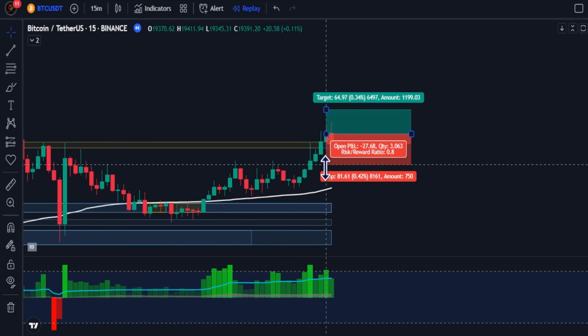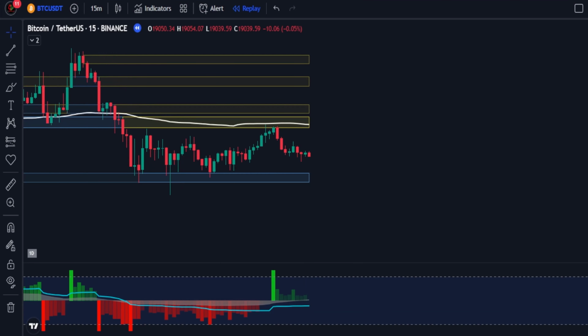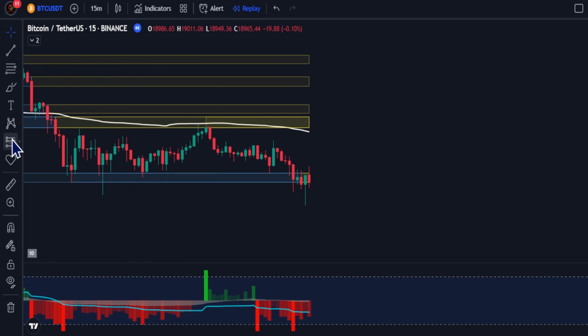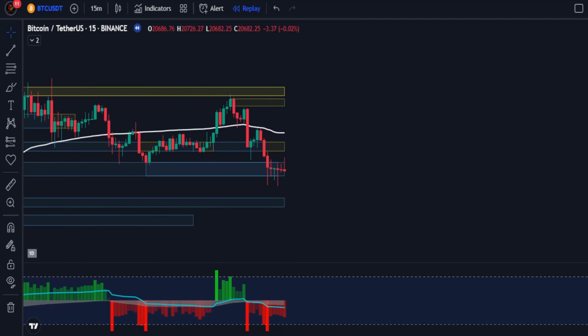In this video, I will demonstrate an extremely precise support and resistance indicator that can help you trade breakouts. This indicator will enable you to pinpoint breakouts and make informed decisions on when to enter a position.